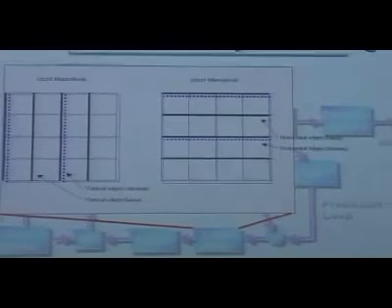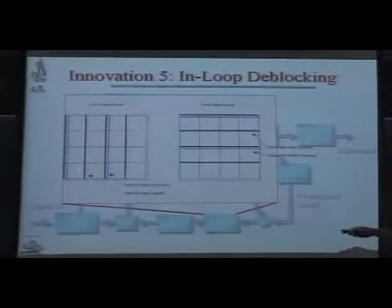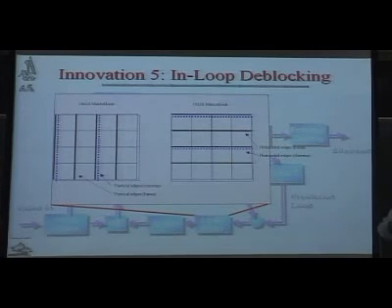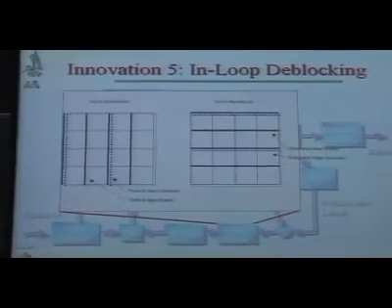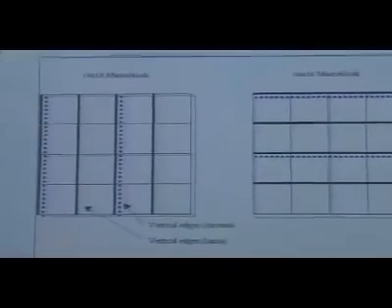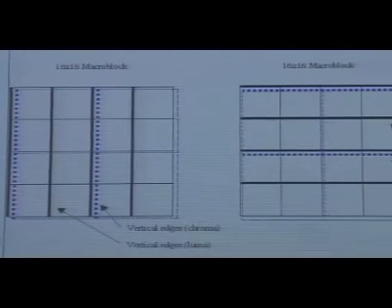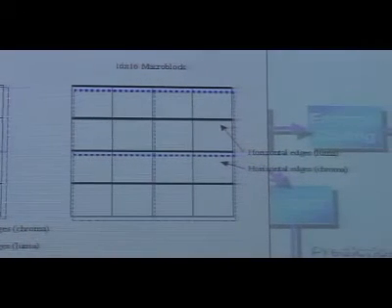Innovation number 5, deblocking filters. When you have a macroblock like this, and you do motion estimation and motion compensation blockwise, one of the problems is that when you concatenate these blocks together in the decoder, there's a mismatch. There's a blocking artifact. We saw blocking artifacts yesterday, didn't we? Right, just for image coding, but it's similar.